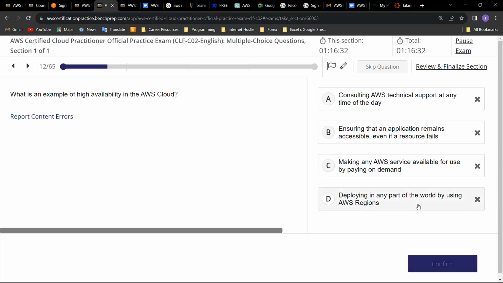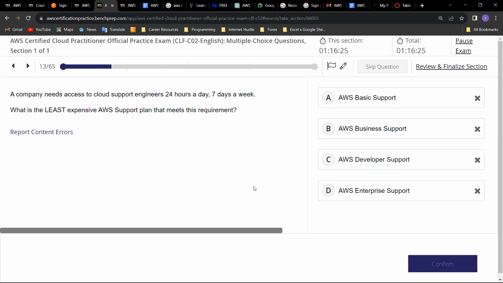Okay. So I see B, plenty B's. All right, so B. A company needs access to cloud support engineers 24 hours a day, 7 days a week, so 24/7. What is the least expensive AWS support plan that meets this requirement? So we are looking at the least expensive support plan that meets the requirement. 24/7 support to cloud support engineers.